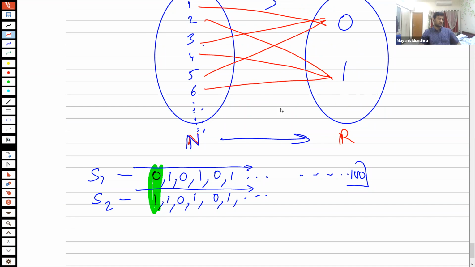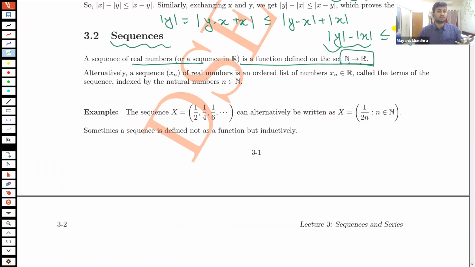It is still a function. What cannot happen is that it runs out of terms after some time. This cannot happen. Okay, that is not possible. And ordering matters. You cannot change the order and call it the same sequence. If you change the order, it becomes a new sequence. So that's all you need to know about a sequence. It has to go on till infinity.